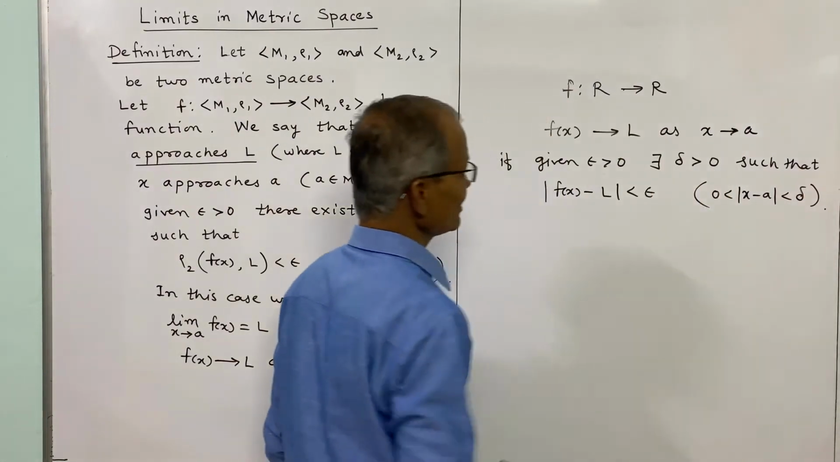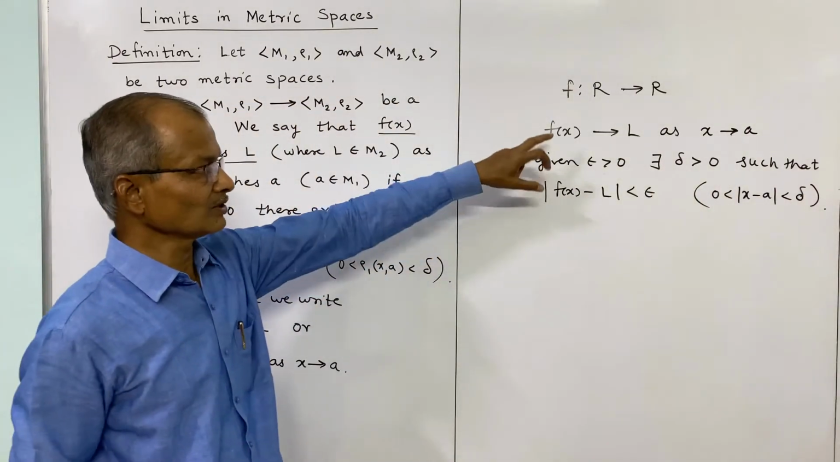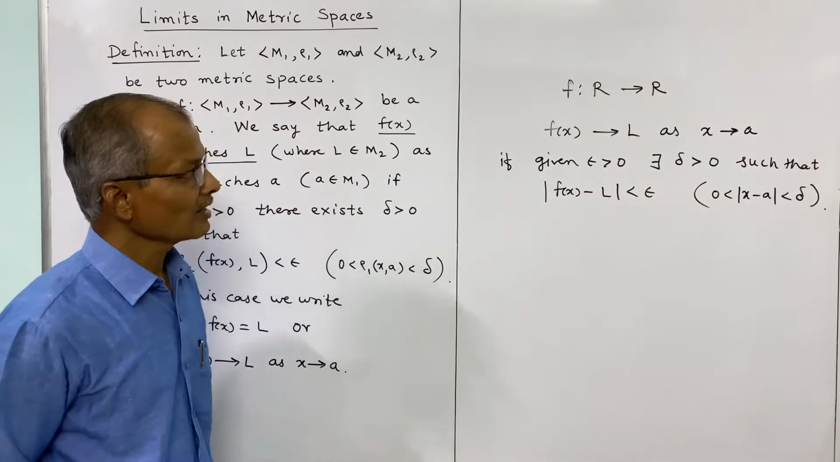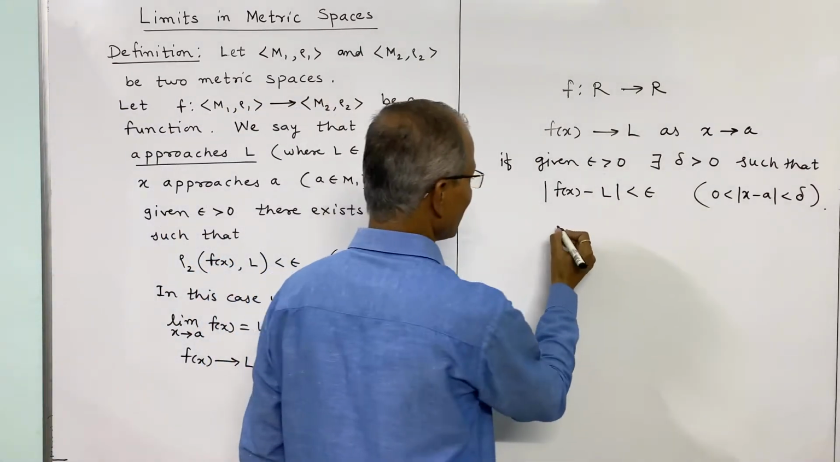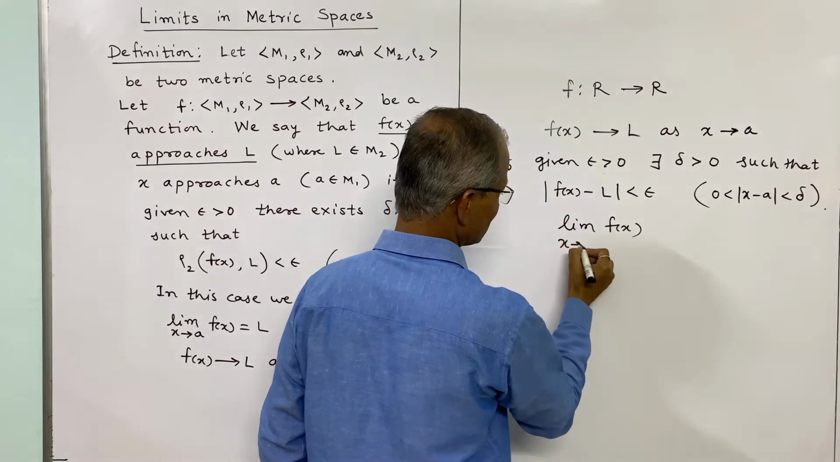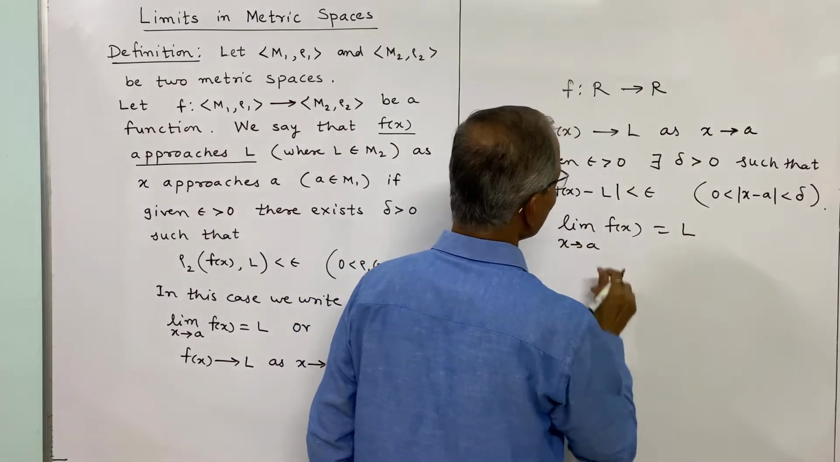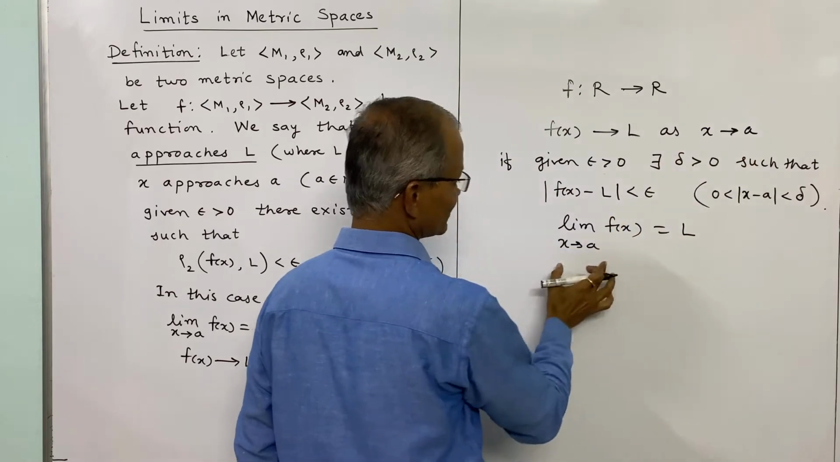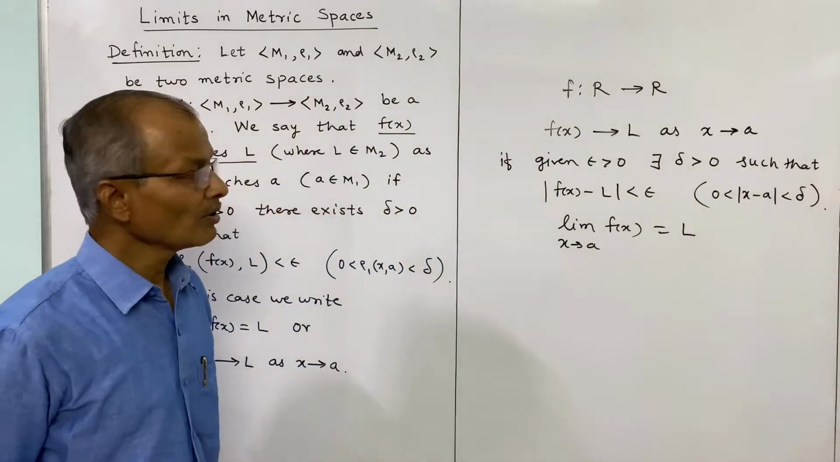So this is the definition of the limit of a function being L as x tends to A, and we write this as the limit of f(x) as x tends to A is equal to L. So f(x) approaches L as x approaches A.